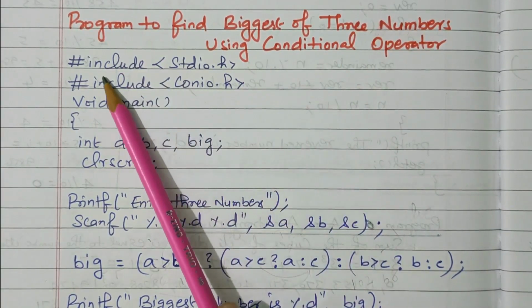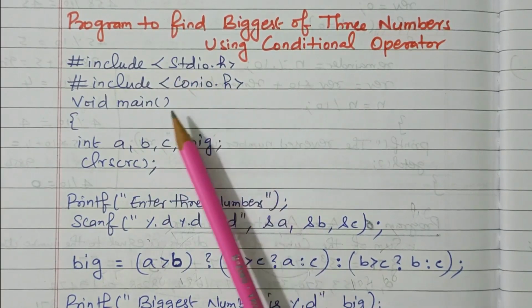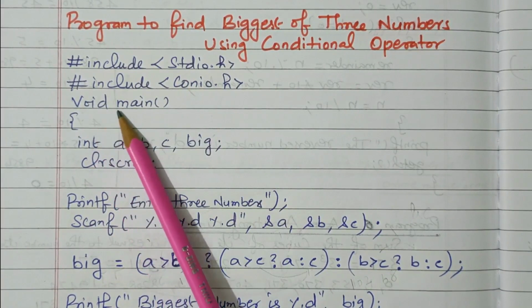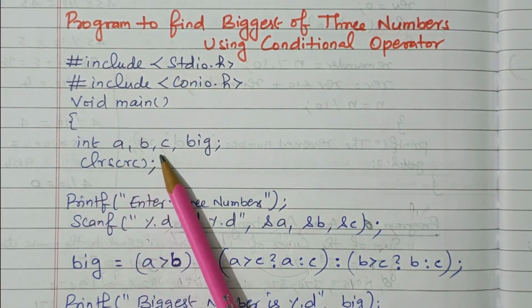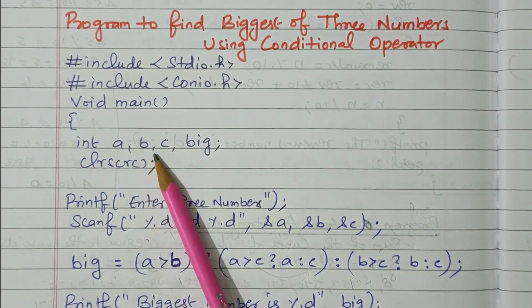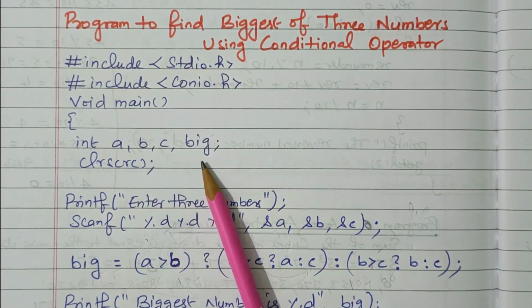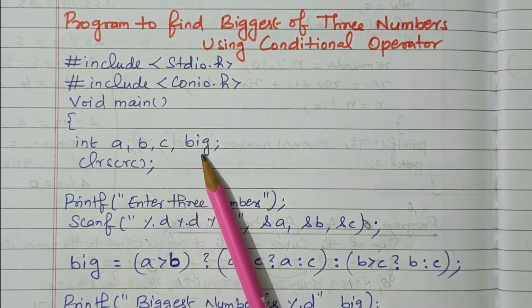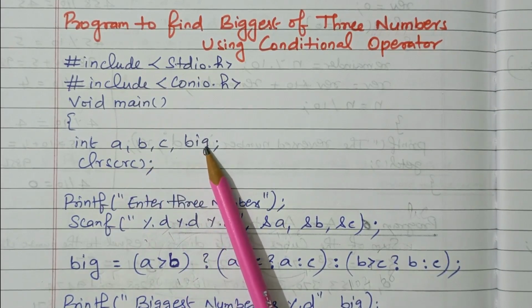First we will include the header files stdio.h and conio.h. After that we open the main program, void main, open the braces. Integer A, B, C, these are the three numbers. In that we need to find the biggest number. That biggest number is stored in the variable big, right? So A, B, C are the three numbers, big is the answer. The answer is stored in big.